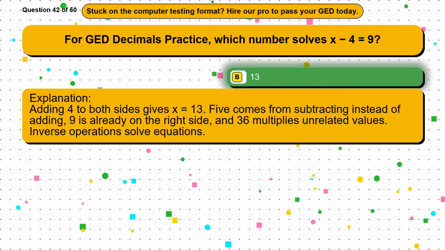5 comes from subtracting instead of adding, 9 is already on the right side, and 36 multiplies unrelated values. Inverse operations solve equations.